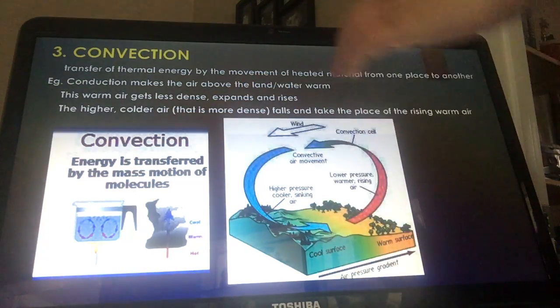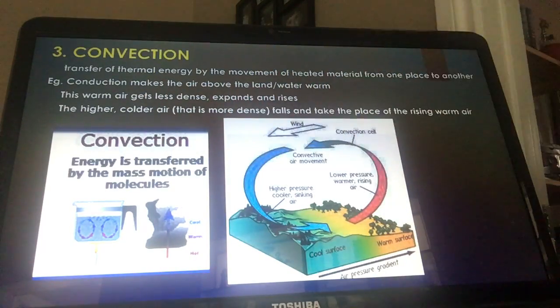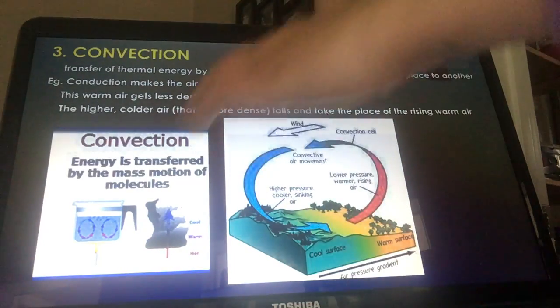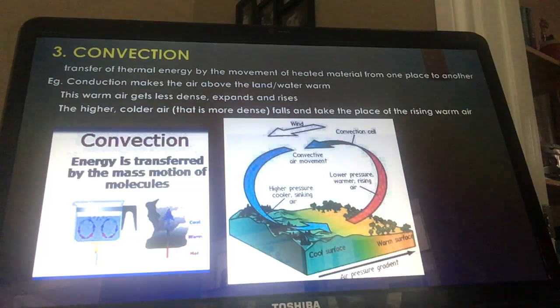Hot air rises, cool air falls. Warm air is less dense, so it expands and rises. The higher, colder air is denser, so it will fall and replace it. So that's convection: hot air rising, cold air falling. And that's it. Those three transfers of thermal energy are what produce all the weather we have.